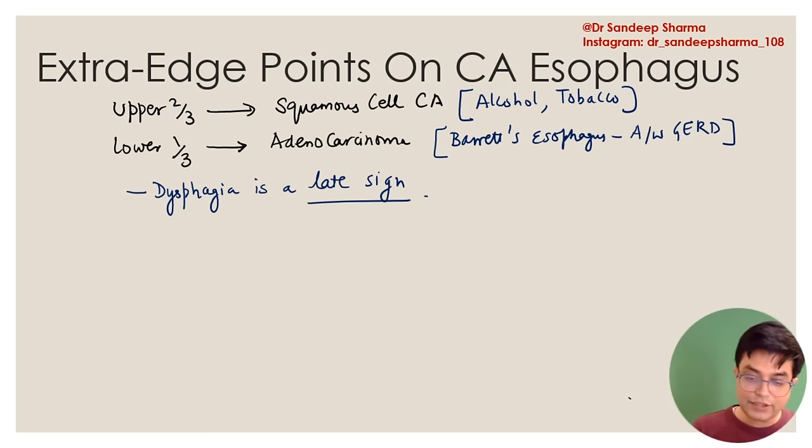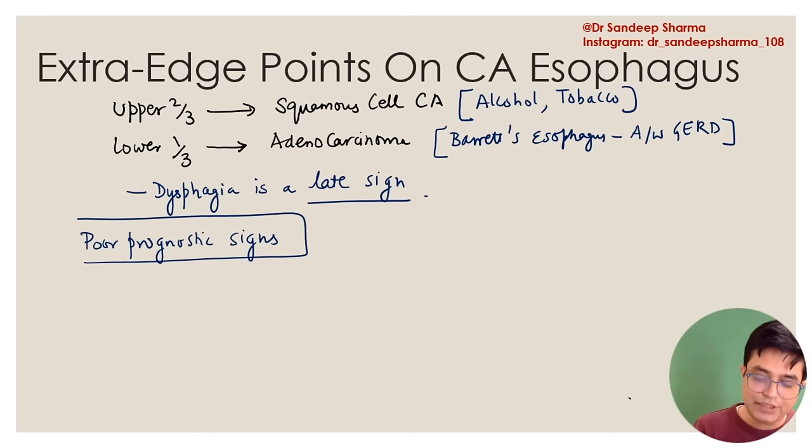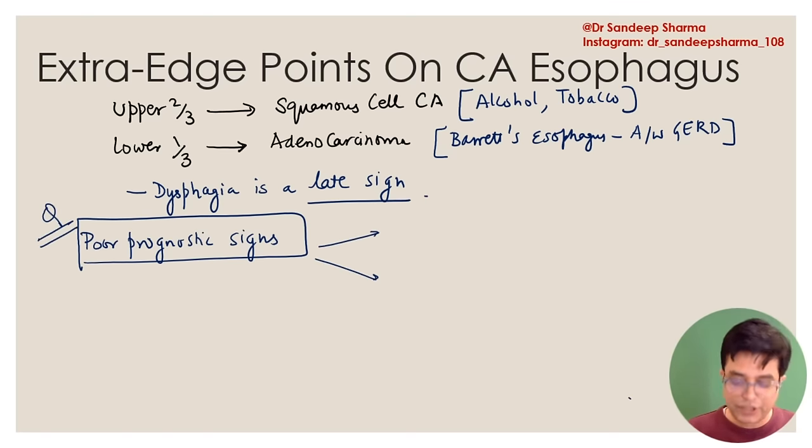They can ask you in the exam, what are the poor prognostic features or poor prognostic signs? Where no therapy is effective, only palliation will be needed, and within 5 years, the majority of patients will die. There are two important poor prognostic signs. Questions have been asked in NEET PG exam, and they can be repeated in FMG.